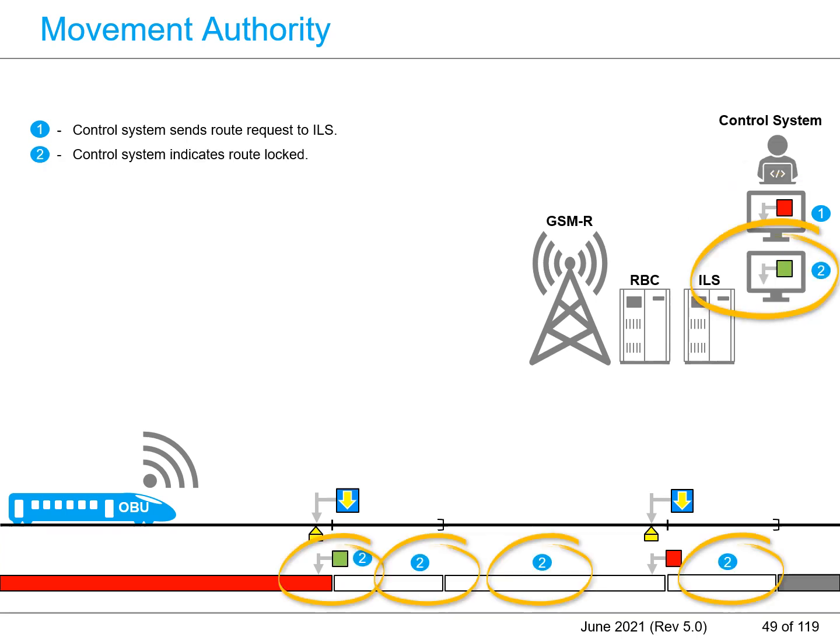In Step 2, after the ILS locked and proved the route is clear, the route indication changes from gray to white color, meaning the route is locked. The route entry indication changes from red color to green color, meaning the route is proven clear.